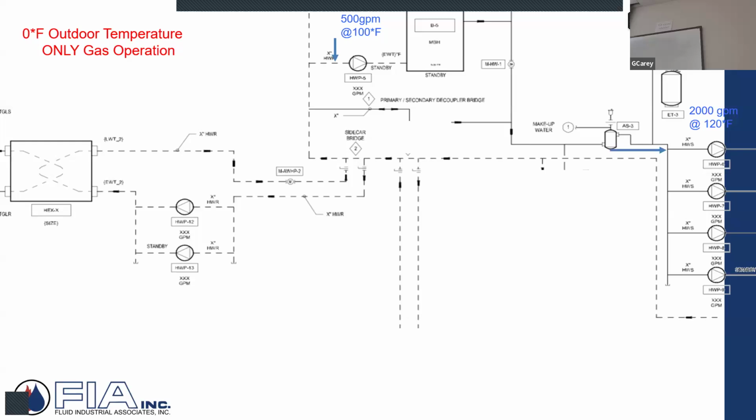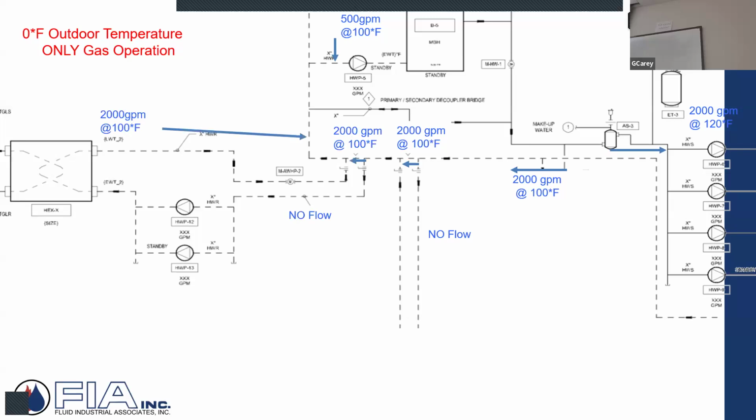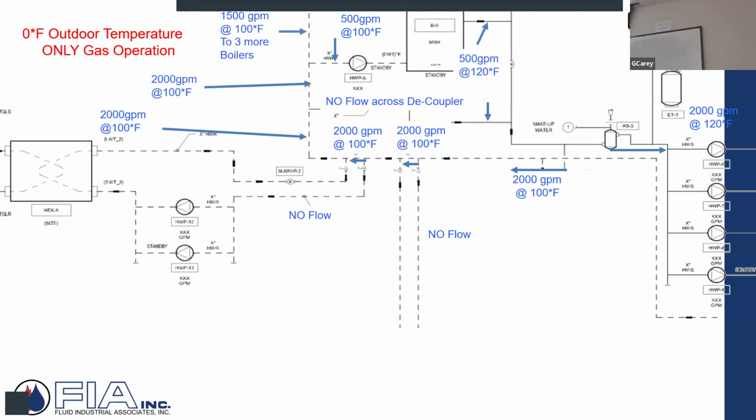Potentially nothing. So whatever the load, 2,000 gallons a minute at 120, coming back at 100, goes across, no flow from my chiller, no flow from my air source. And now I'm going to my boiler plant, more traditional, nothing across the decoupler, 2,000, 500 here, 500 there, 500, 500, picking up my energy, coming back at 2,000 at 120. So now I have to use my gas on that really cold day.